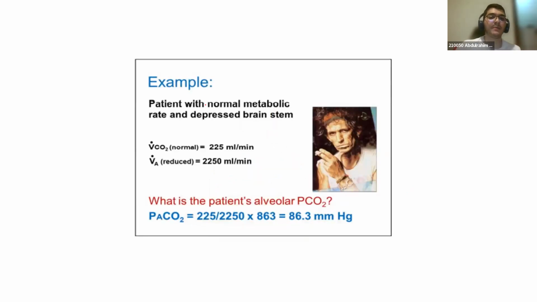So here we have an example: a patient with a normal metabolic rate and depressed brainstem. With depressed brainstem, they mean that the ventilation isn't occurring as usual. It's occurring at a lower rate because the ventilation is controlled by the brainstem. So the amount of CO2 produced is normal. However, the ventilation is reduced. So here, what's the alveolar PCO2? You just apply the previous equation, which is 225, the amount of CO2 produced, divided by ventilation, times 863.